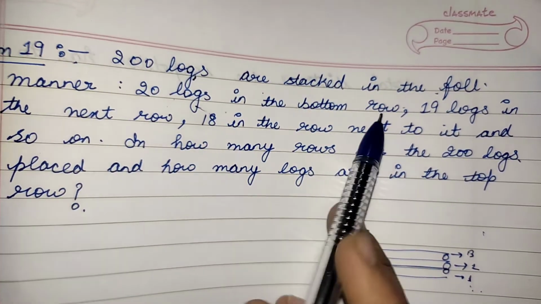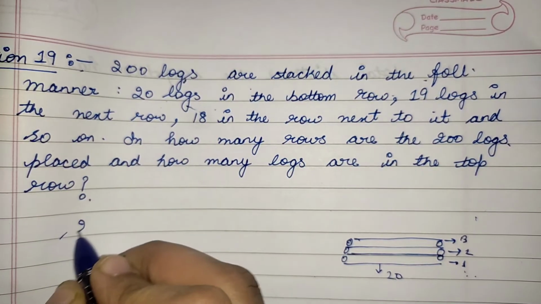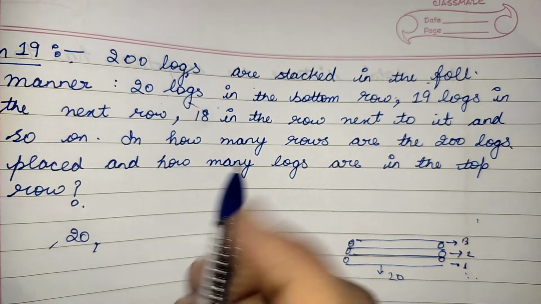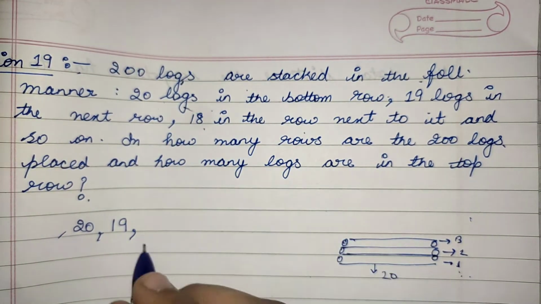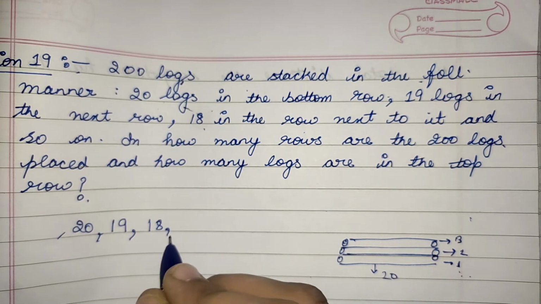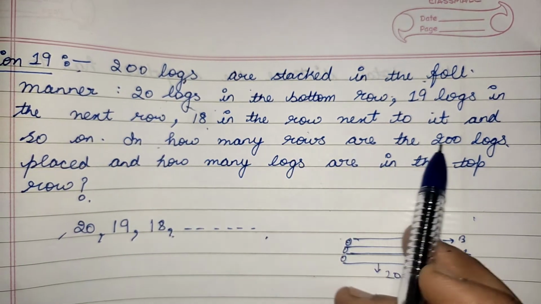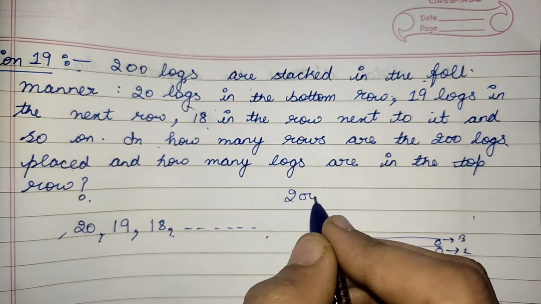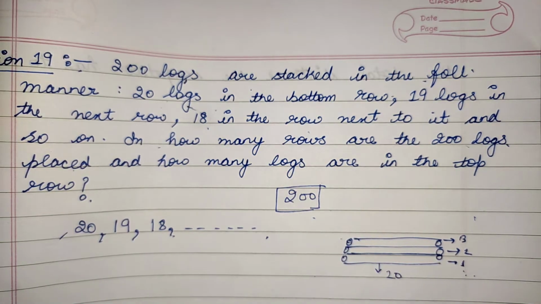20 logs in the bottom row. In the very first row 20 logs are there, and 19 logs in the next row, and in the next row 19 are there, and 18 in the row next to it, and so on. In how many rows are the 200 logs placed? So I have to find out in how many rows 200 logs are placed.